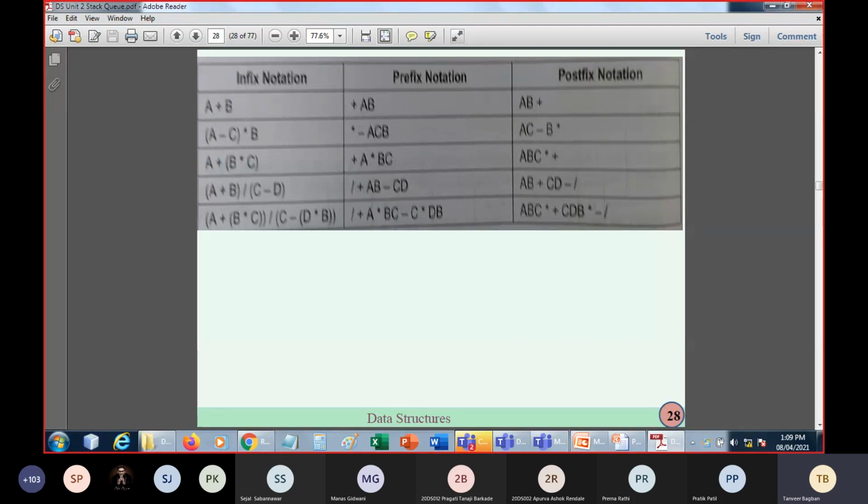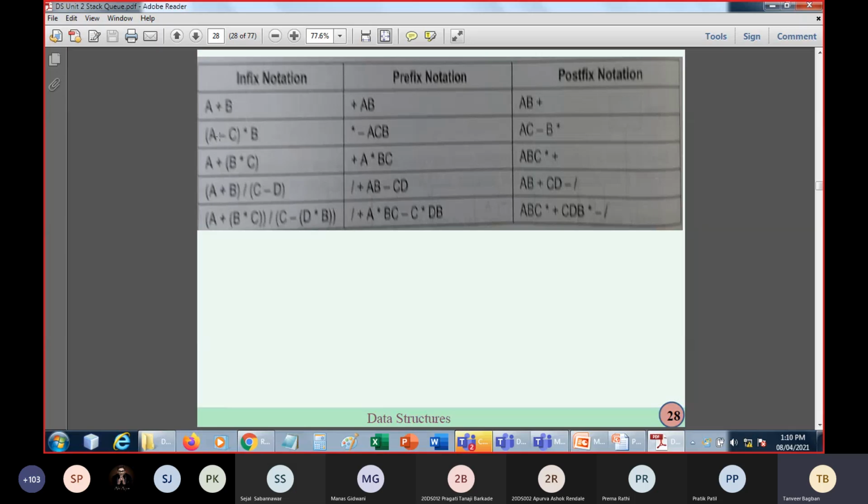In infix notation, the operator is placed in between the operands. So A plus B: plus is in between A and B. Its prefix equivalent is given as operator comes first, so plus comes first followed by A and B. Then in postfix notation, the operator comes last. So first operand A, then operand B, and then operator plus.